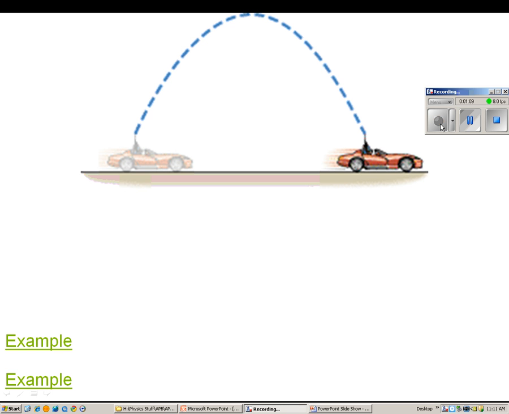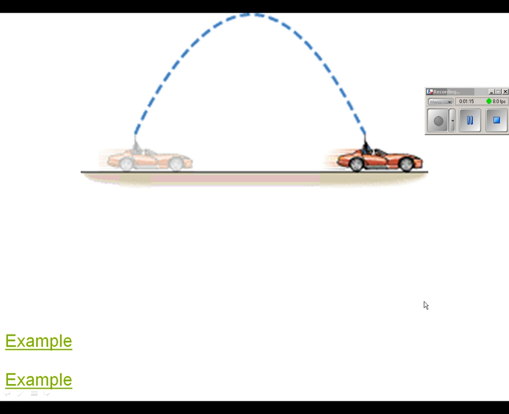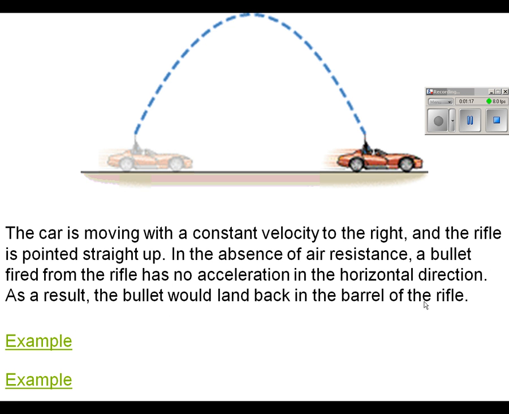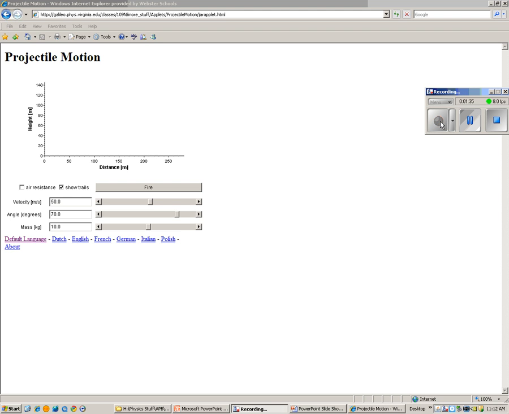you see here. In this picture here, somebody shoots a ball straight up in the air from the car, and it ends up landing exactly where they are in front, where it will land right back on top of them. The car is moving with a constant velocity to the right, and the rifle is pointed straight up. In the absence of air resistance, a bullet fired from the rifle has no acceleration in the horizontal direction. As a result, the bullet will land back in the barrel of the rifle as it moves along.